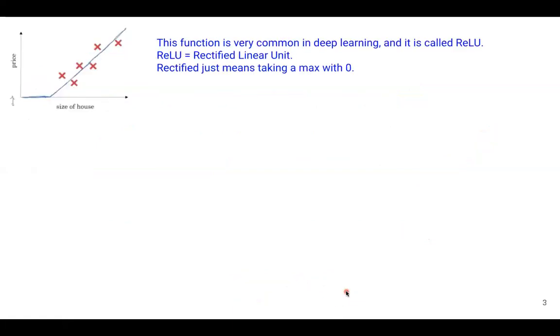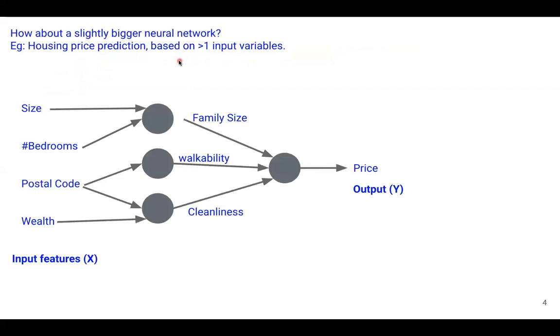Now, the function that you see here is a very common function in deep learning, as we will see in the next slide. This is called ReLU, or rectified linear unit. Rectified just means that here we are taking a max with 0, so we are not letting it take any negative values. That's all it means. Okay, so that was a very easy example.